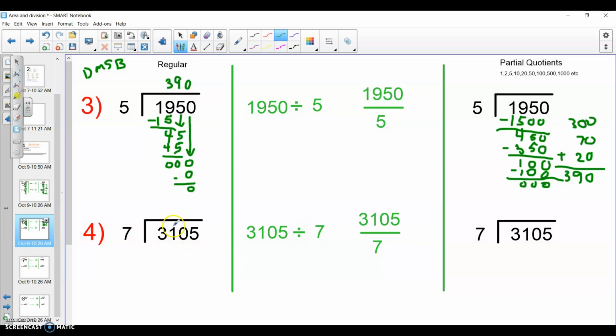So 7 into 3,105, I have no idea how many times that goes in. So I'm going to hide a number. I still don't know how many times 7 goes into 310, so I'm going to hide the 0 and the 5. How many times does 7 go into 31? 7 times 5 is 35. That's too high, right? 4. Excellent. So put your 4 over your 1.